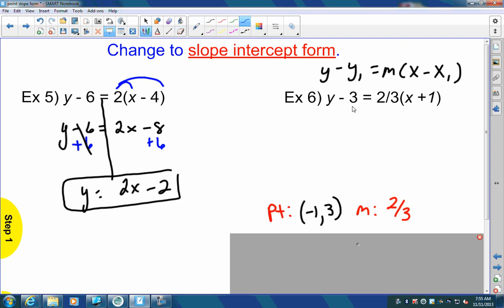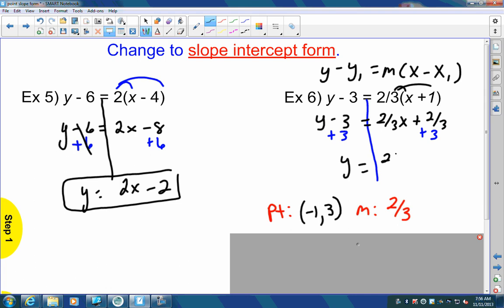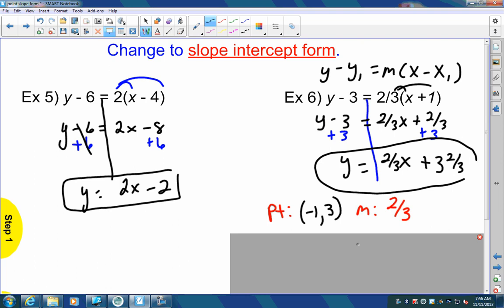Now, when we're going through and trying to put it into slope-intercept form, I have y minus 3, then do the parentheses, equals 2/3 x plus 2/3. Then you needed to add 3 to each side. That becomes y equals 2/3 x plus 2/3 plus 3 is 3 2/3. Not a very fun y-intercept, but it would still tell you where to start.